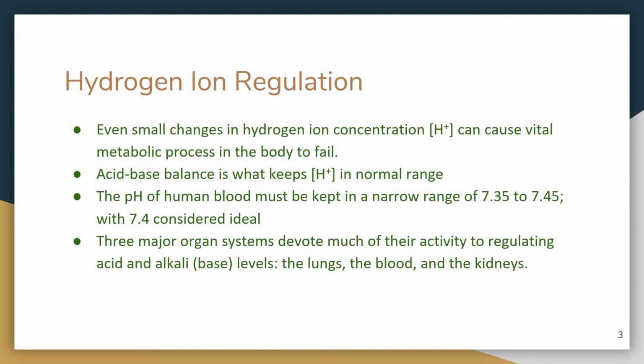All right. So there you can see the hydrogen. Even small changes in the hydrogen ion concentration can cause vital metabolic processes in the body to fail. So acid-base balance is what keeps those hydrogen ions in normal range. When you think of hydrogen, just associate hydrogen with acid. Hydrogen makes us more acidic. So if we have more hydrogen, we're going to be more acidic.